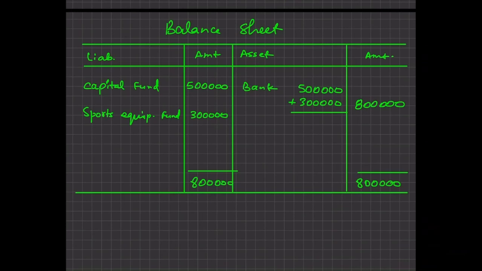Okay. So now you can see in my balance sheet, I have two funds. One is the capital fund. One is the sports equipment fund. Capital fund is a type of fund from which you can do anything. You can purchase anything. That is a general fund, I would say. But this sports equipment fund is that fund from which I can just purchase the sports equipment.